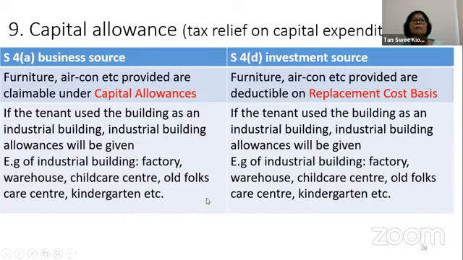It means that, for example, Mr. A as a landlord purchased this childcare center and rents it out as a childcare center or old folks home. Let's say the cost is 100,000. Then this landlord can claim 100,000 times 10%, which is 10,000. So he can offset 10,000 from his rental income as capital allowance, so no need to pay so much tax. So that's the meaning, you can claim capital allowance.